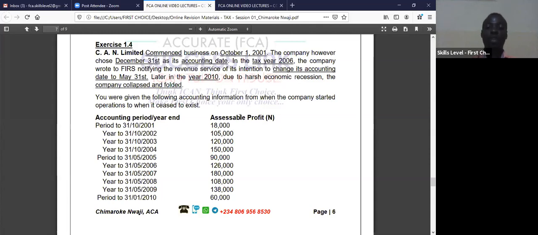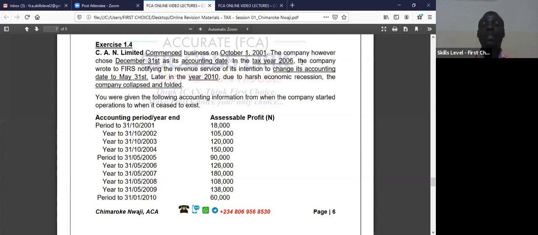We are going to use it on year 2. That's fine. The company, however, chose December 31st as its accounting date. That means from year 3 downwards, it is going to be giving us accounts on December 31st every year.